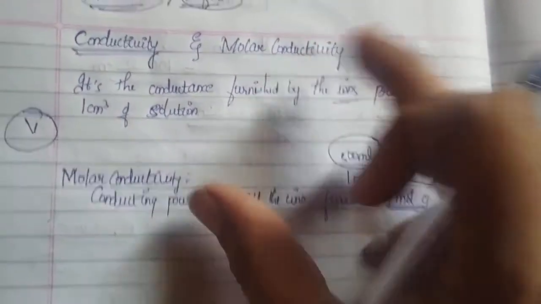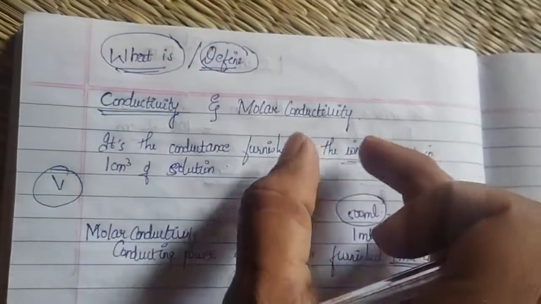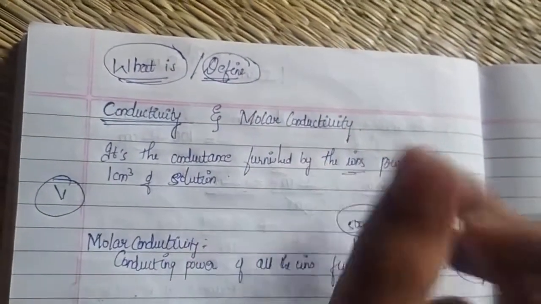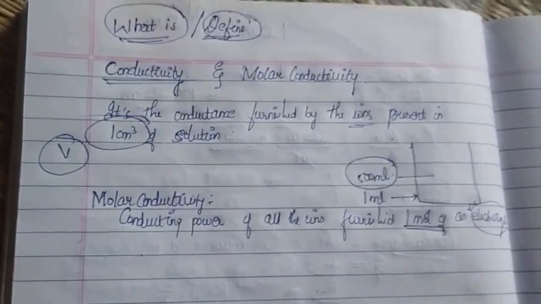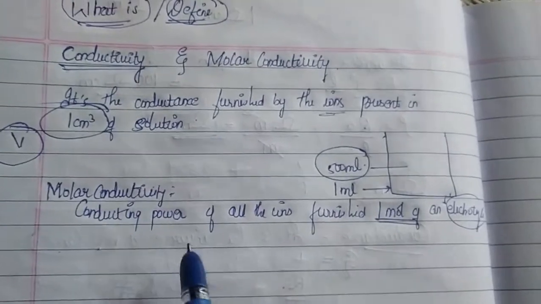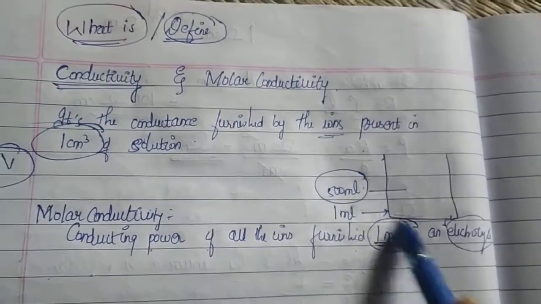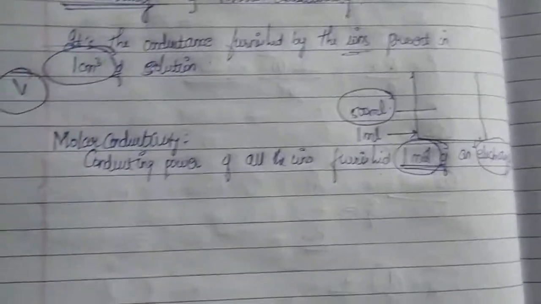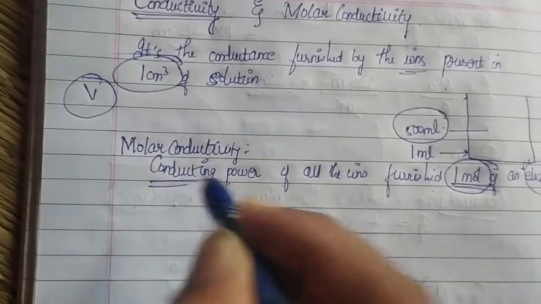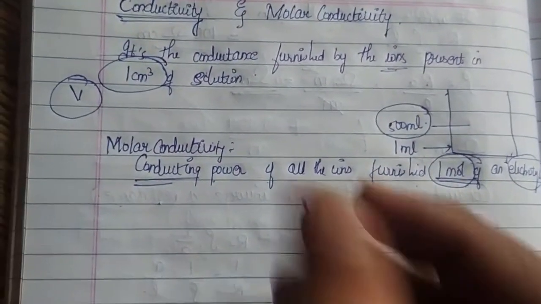Once again I am repeating, conductivity means it is the conductance which is furnished by the ions present in 1 cm cube of the solution. Similarly, molar conductivity means the conducting power of all the ions which is furnished by 1 mole of an electrolyte. This was the concept of what is molar conductivity.